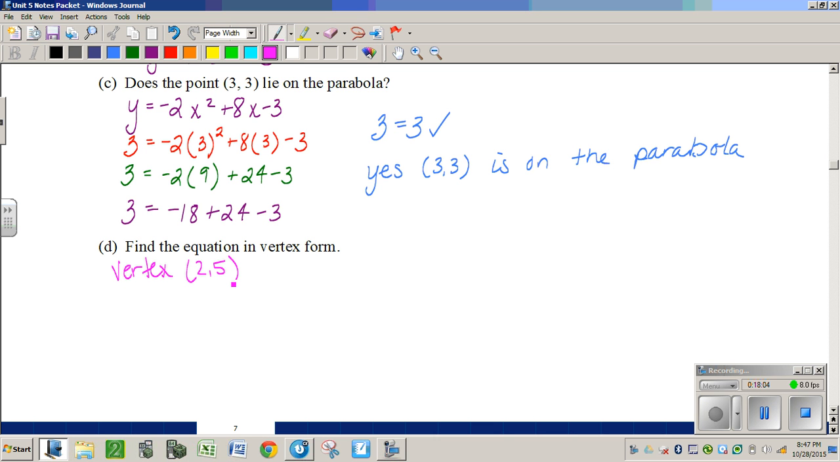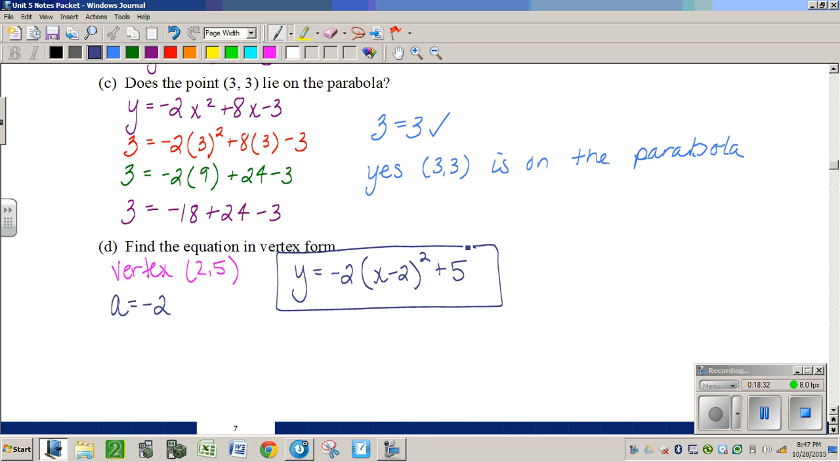Okay, and we know that from our standard form of our equation, our a value is negative 2. So we're just going to do a quick conversion here. And we get y equals negative 2 times x minus 2 squared plus 5. Okay, so in this case, it was really easy. We already had the vertex. We already had our a value because it had been in standard form to begin with. So this one was fairly easy to go ahead and put into vertex form. Later on in the unit, we do a little bit with completing the square and how to go from standard form to vertex form algebraically without knowing any points, just simply going from one form to the next.